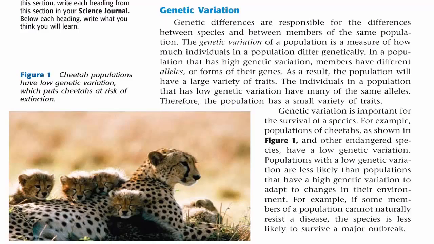Populations with a low genetic variation are less likely than populations that have a high genetic variation to adapt to changes in their environment. For example, if some members of a population cannot naturally resist a disease, the species is less likely to survive a major outbreak.